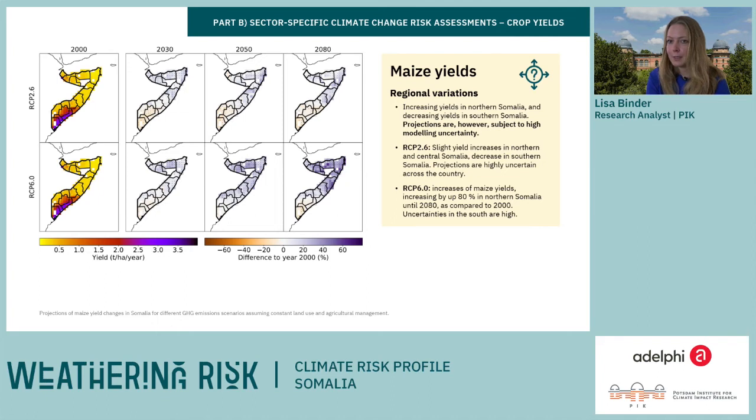The certainty around maize yield changes is much higher under RCP 6, but nevertheless, particularly for southern Somalia, it shows significant uncertainty. In northern Somalia, certainty is higher, and we can expect an increase in maize yields, which may rise by up to 80% until 2080 in the most affected regions.